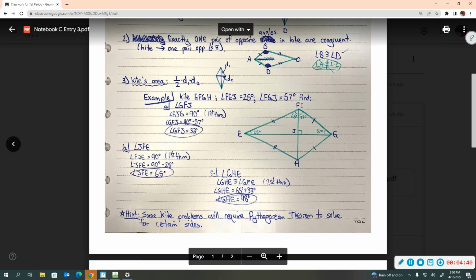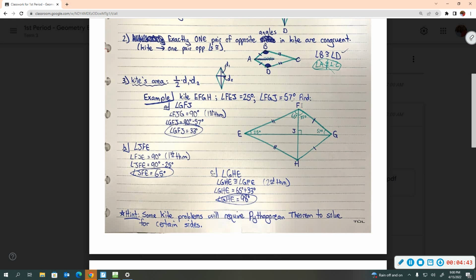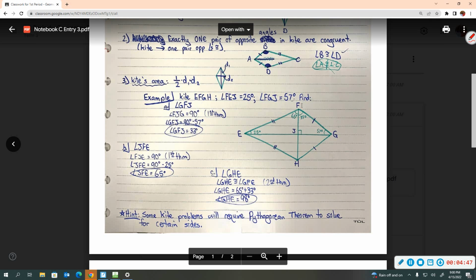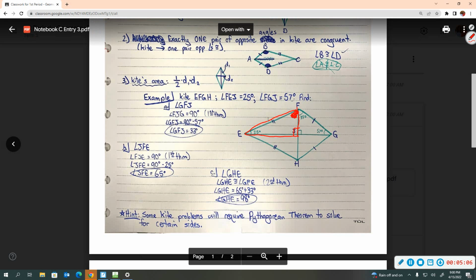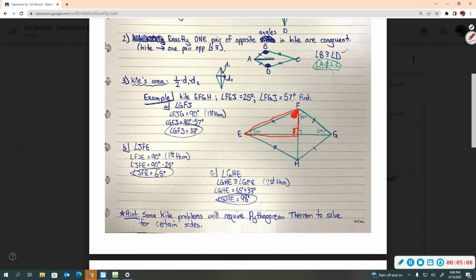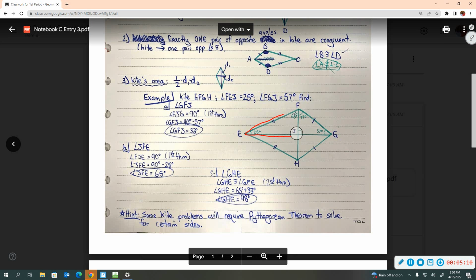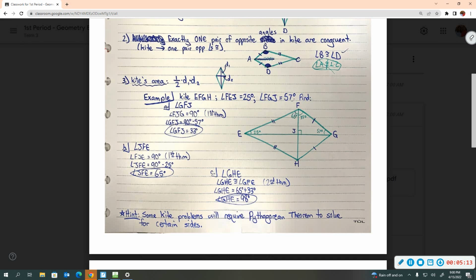Now angle JFE, J to F to E, I needed to find, and it looks like I accidentally wrote it down again. I wanted to find this angle, and I noticed that, hey, it's in a triangle right here. Well, I know that one's 90, and that one's 25. So I did 180 minus 90 was 90, minus 25 was a 65. So this angle up here had to be 65.